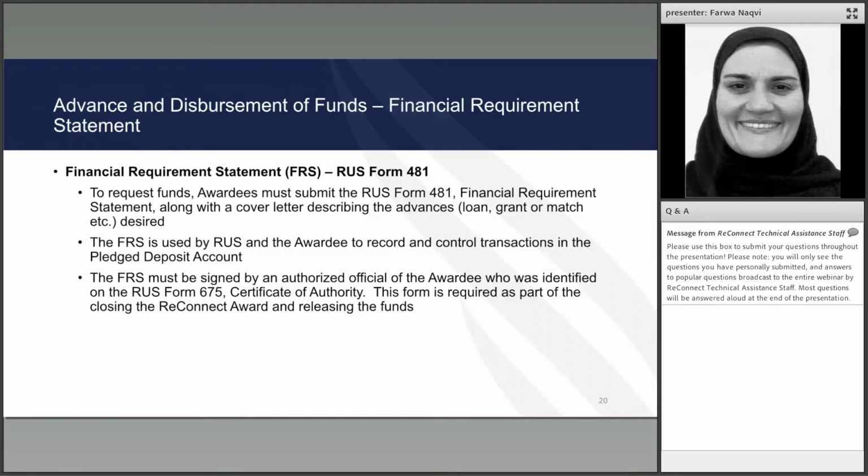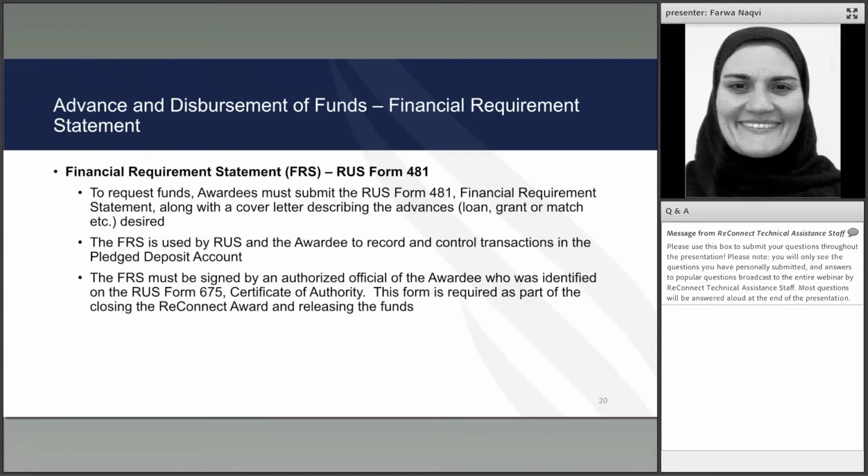The first step in order to request funds is to make sure that a properly completed FRS is submitted to RUS. You should also submit a cover letter to describe the items that advances are being requested for. As I mentioned before, the FRS is used by RUS and the awardee to record and control transactions in the pledge deposit account.